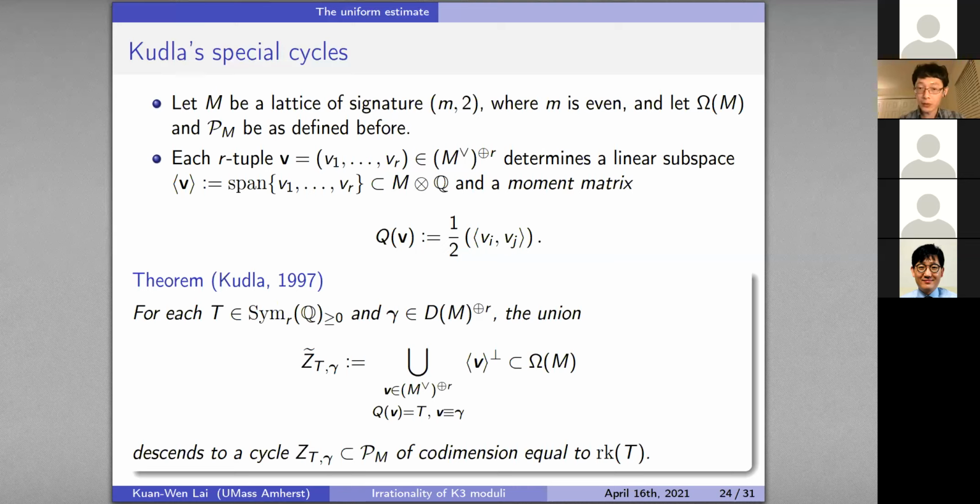period space. Originally, these orthogonal complements are taken in a period domain Ω. Now it descends to a cycle in the period space, and this cycle's dimension will be equal to the rank of the matrix T that you chose in the beginning. Yeah, so this is called a special cycle.